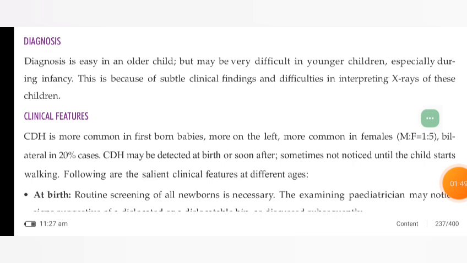Now, diagnosis. Diagnosis is easy in an older child but may be very difficult in younger children, especially during infancy. This is because of subtle clinical findings and difficulties in interpreting X-rays of these children.